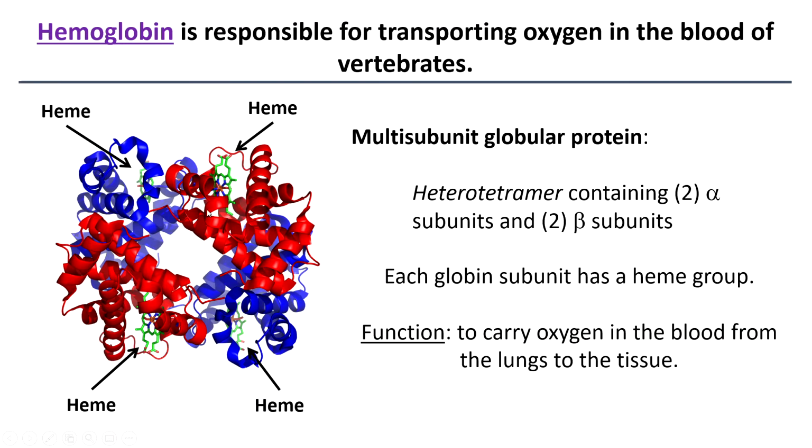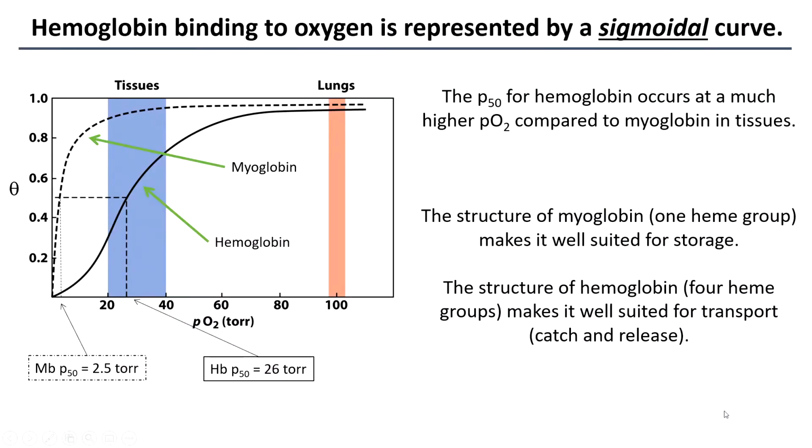The function of hemoglobin is to carry oxygen in the blood from the lungs to the tissue. So it has to be able to bind oxygen in the lungs, carry it to the tissue, and then release oxygen once it gets to the tissue. It actually has a couple of other roles too, which I'll discuss towards the end of this video. So let's take a look at the hemoglobin binding curve for oxygen.